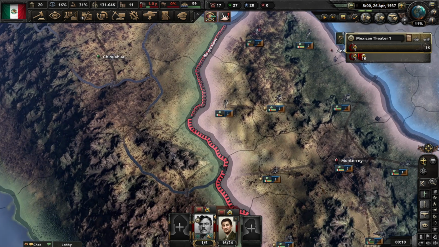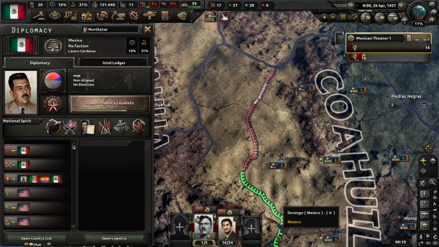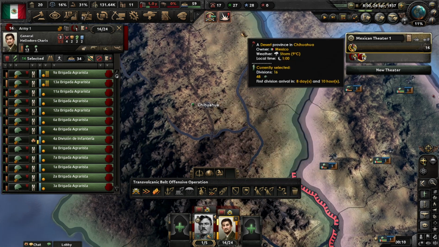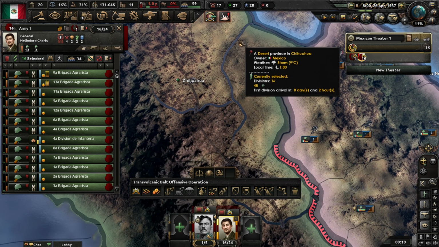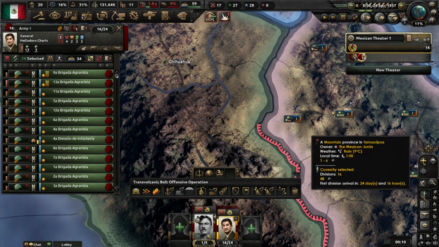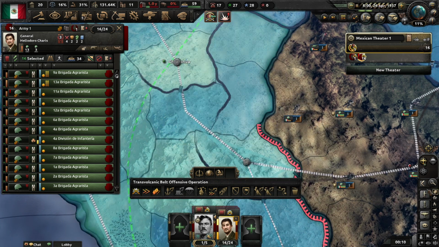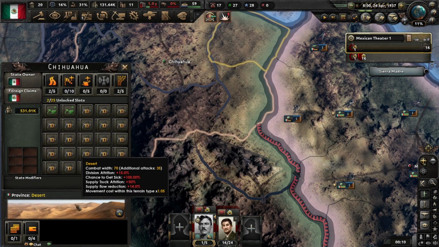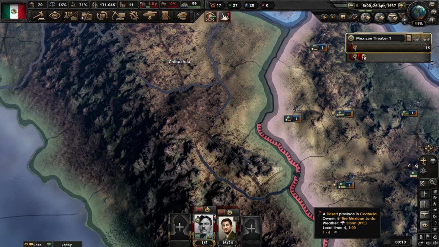After seeing where these divisions are, it would be good to delay them here and then push up from behind, instead of trying to hold every inch of ground. You see how there's a river running by Chihuahua? Especially because they're going to march into that desert. The desert is worthless. It's not even good defensive terrain.